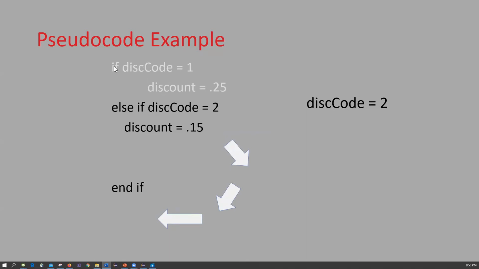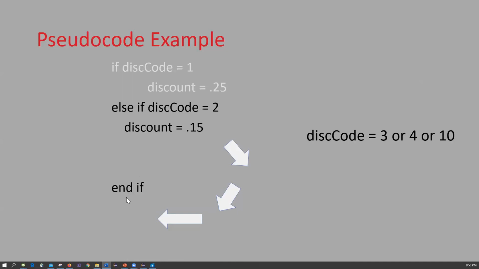So it's going to check to say if discount code is equal to 1. Nope, that's not right. So it's going to ignore the discount equals 0.25. And it's going to say, well, else if discount code equals 2. Oh, that's true. So we're going to do this. Notice that it's then going to ignore everything else, and it's going to jump down past the if block.